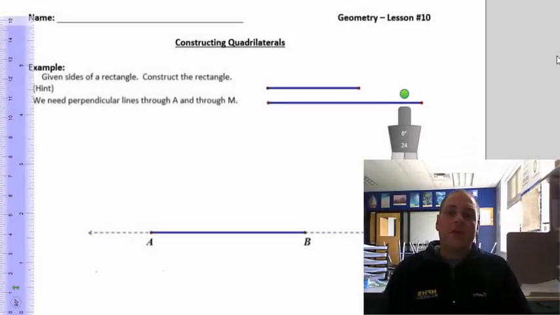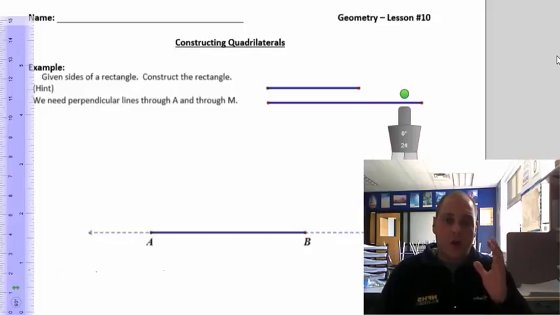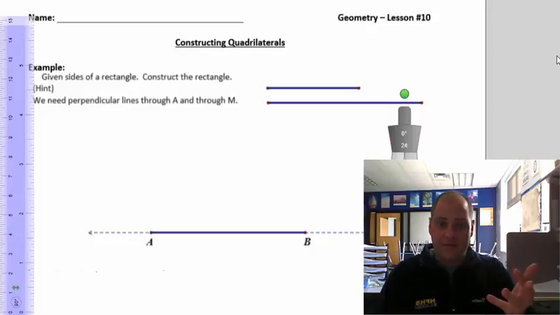In this lesson, we're going to be constructing quadrilaterals. Now, keep in mind quadrilaterals, quad means four, right? So quadrilaterals are polygons that have four sides. So we're talking about rectangles, squares, parallelograms, rhombus, trapezoid, stuff like that.